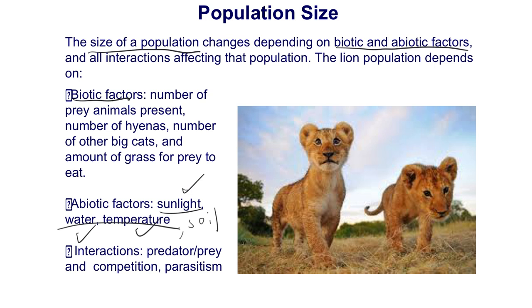And then interactions affect the population size as well. The presence of predators on you, parasites, disease, competition for the food, space, and mates. These are all factors that influence a population size.